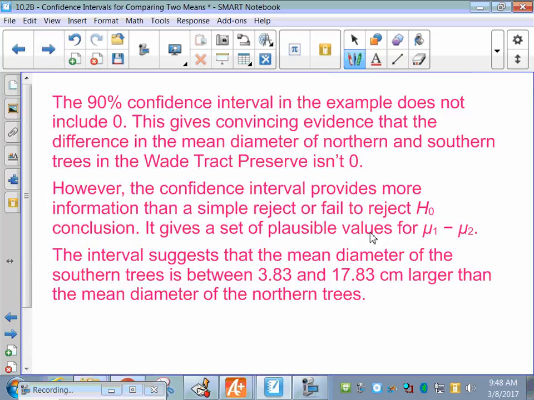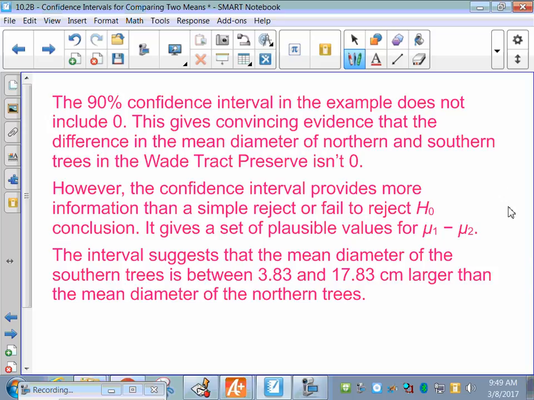All right. So the 90% confidence interval in the example does not include 0. This is important to always think about. This gives us convincing evidence that the difference in the mean diameters of northern and southern trees in the Wade Tract Preserve isn't 0. That there is actually a difference, that it does matter. And the way we subtracted matters, right? So clearly the bigger one was, I think, the southern one. However, the confidence interval provides more information than a simple reject or fail to reject the null conclusion. It gives us a set of plausible values.